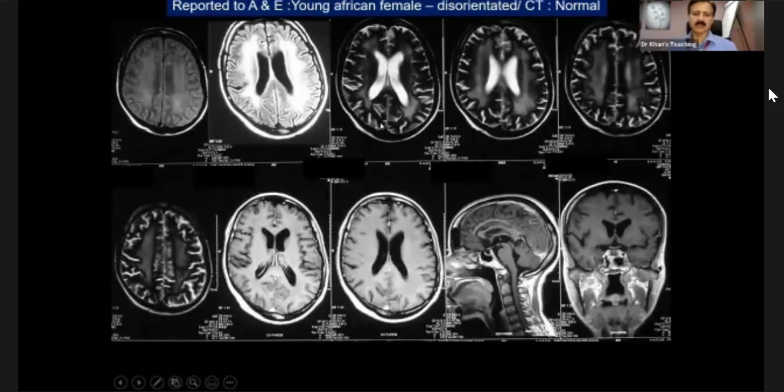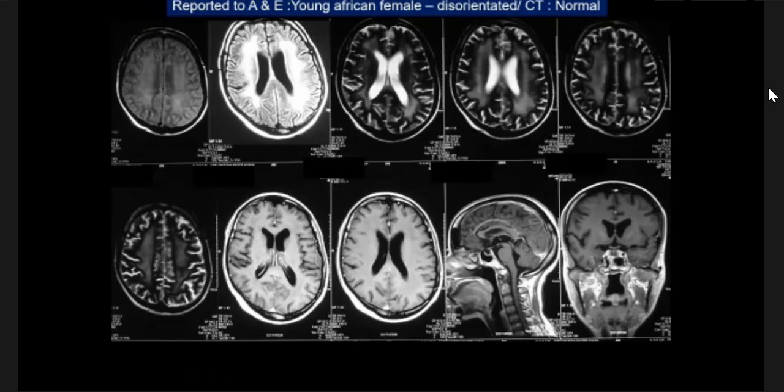She's young. Okay, so I can see bilateral, fairly symmetrical, confluent T2 and FLAIR signal in the deep white matter on both sides. It does not involve the subcortical U fibers. On the sagittal, I cannot see anything else on the sagittal or coronal views. So in conclusion, this is a white matter disease.